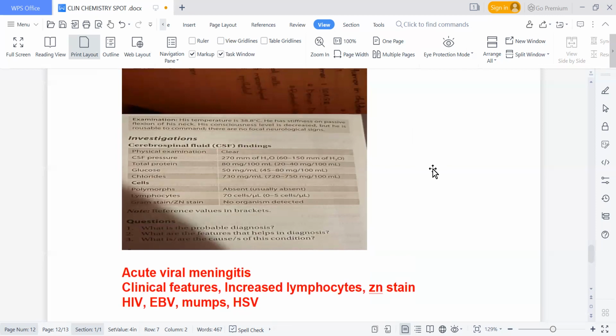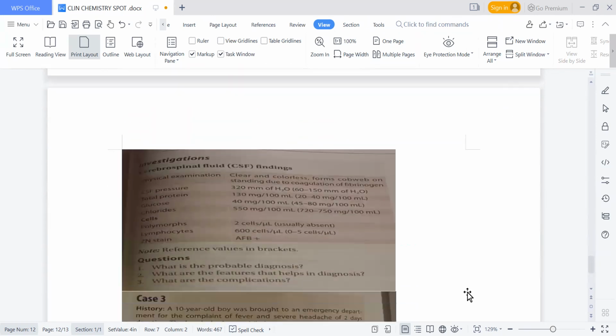Some of the causes of viral meningitis are HIV, Epstein-Barr virus, mumps, and herpes simplex.